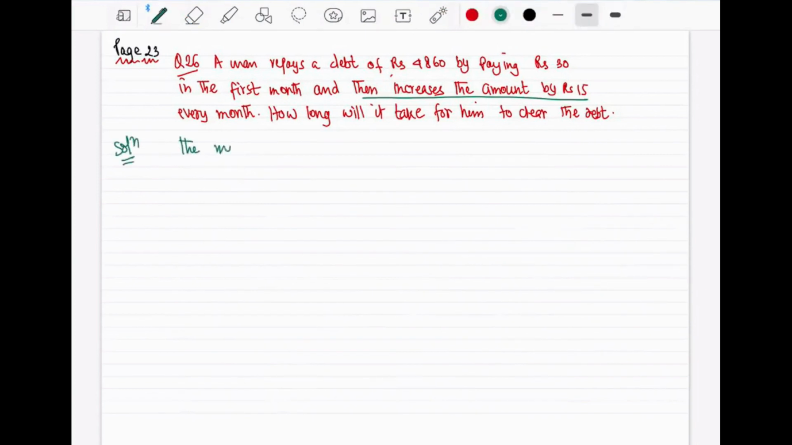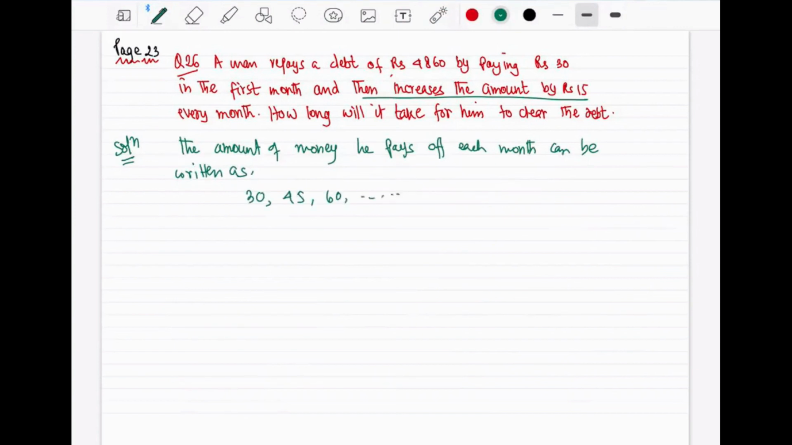So we will say the amount of money he pays off each month can be written as 30, next is 45, next is 60. So we have got a as 30, d as 45 minus 30, so 15. How much is the total sum that we have to pay back? It's 4860, the sum of money to pay.